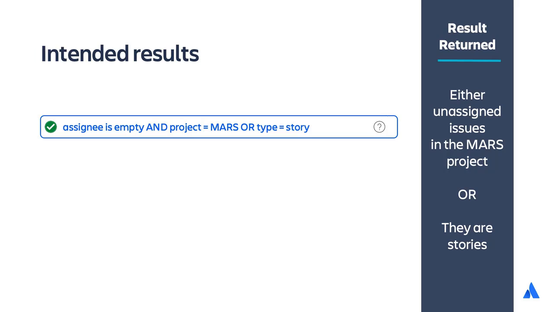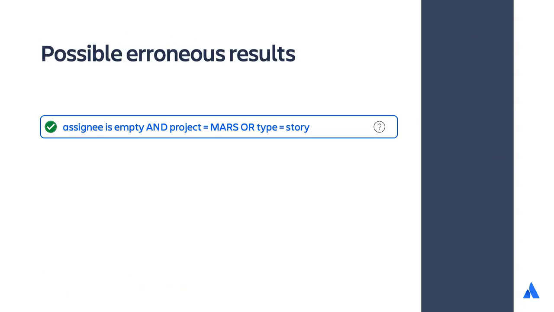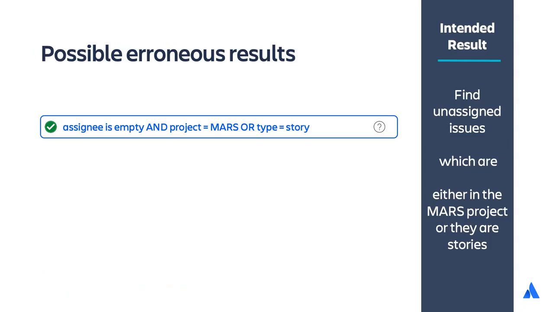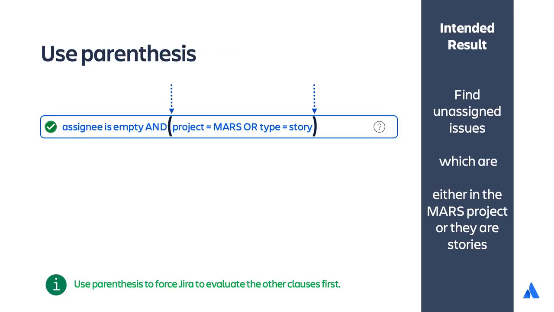The effect is that it will find issues which are either unassigned issues in the Mars project or they are stories. But since the query will execute and it will return some results, it is difficult to know if that was the actual intent of the query. What if you really intended the other choice, namely, find unassigned issues, which are either in the Mars project or they are stories? Currently, as it is written above, JIRA will not return the intended results. To fix this, you should use parentheses around the last 2 clauses.